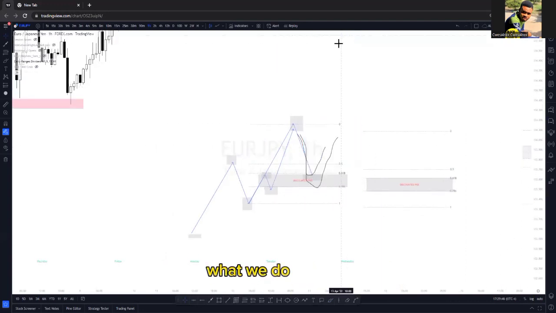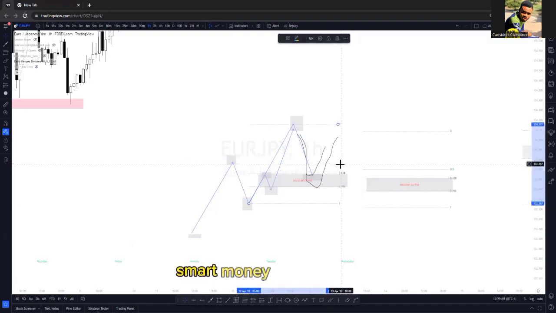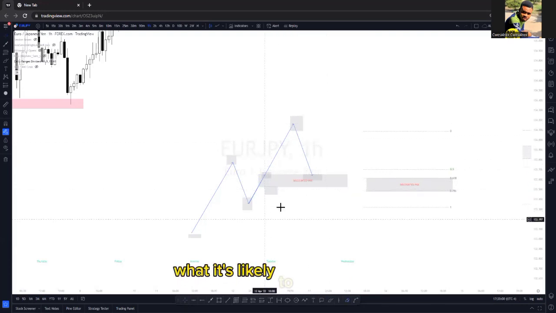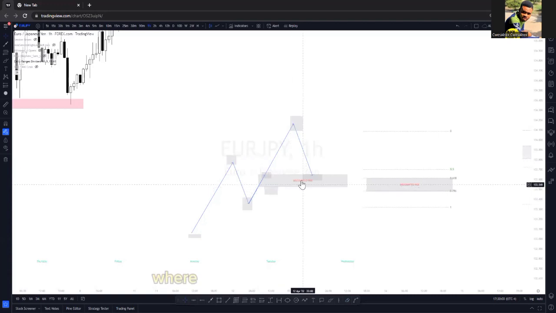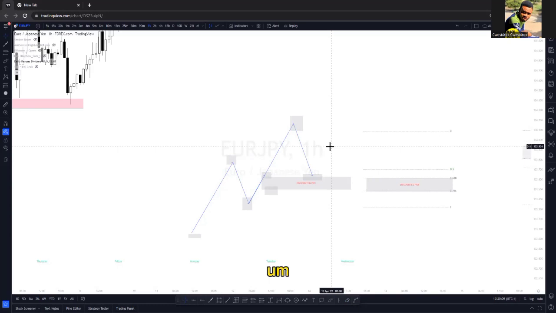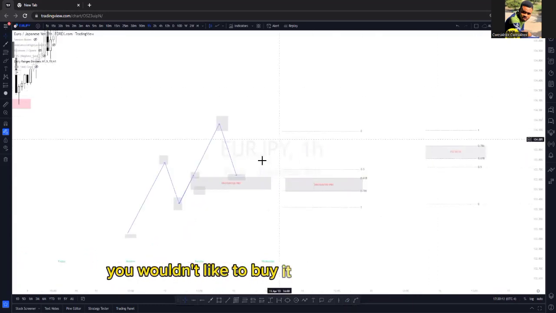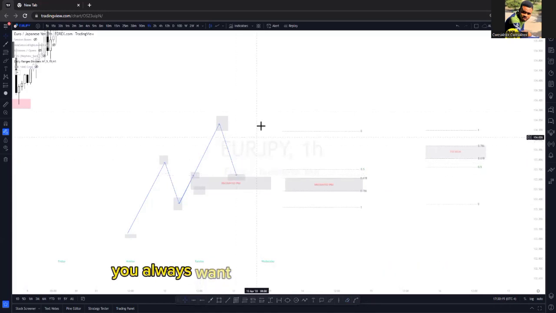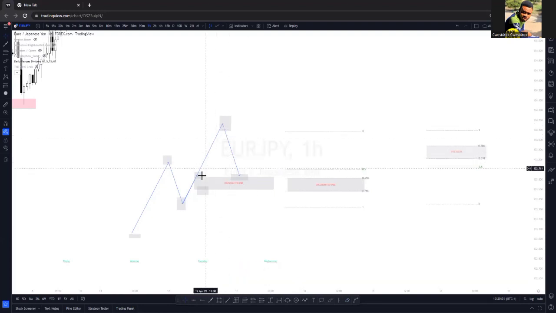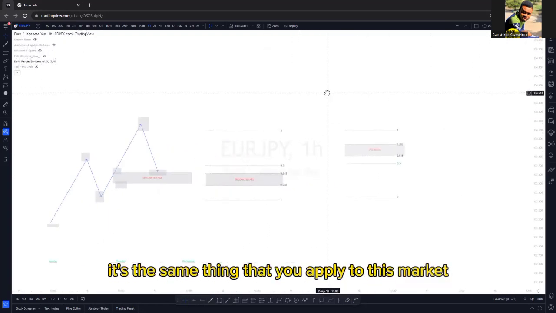So what we do as advanced smart money traders is we use the Fibonacci to identify or look for where price is likely to reverse, where there are orders lined up. Whenever you want to buy something, you wouldn't like to buy it at a higher price. You always want to have a discount on that stock or item before you cash in on it or buy it. So it's the same thing that you apply to this market.